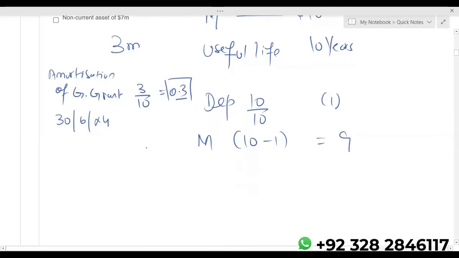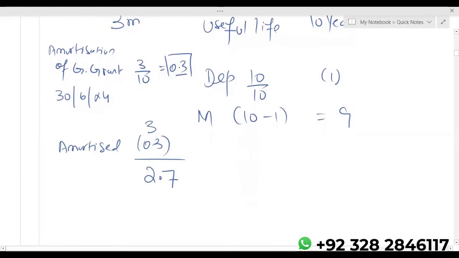Now listen. Total government grant, initially we received 3 million. Out of that 0.3 we have amortized. We are left with 2.7 million. Now please try to understand. We need to break this 2.7 million into current and non-current liability. And there are two natures of liabilities.